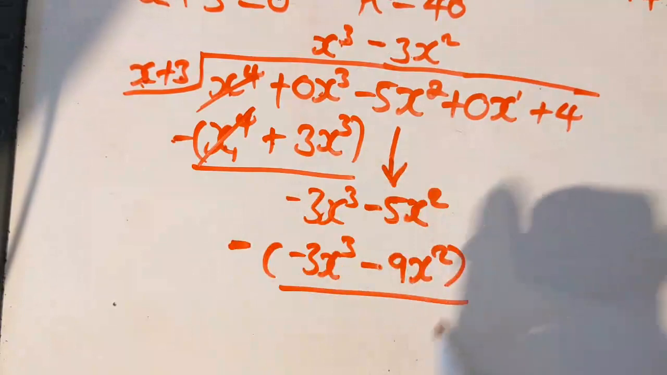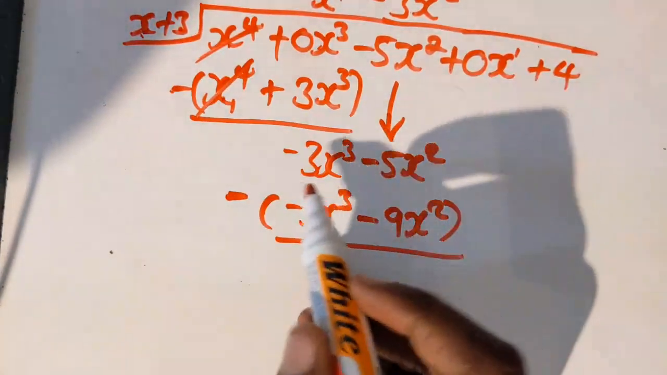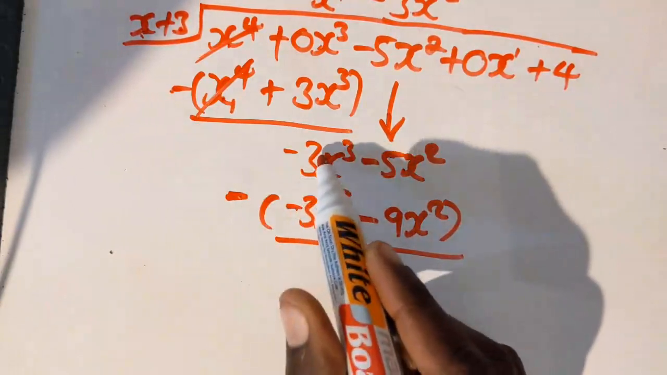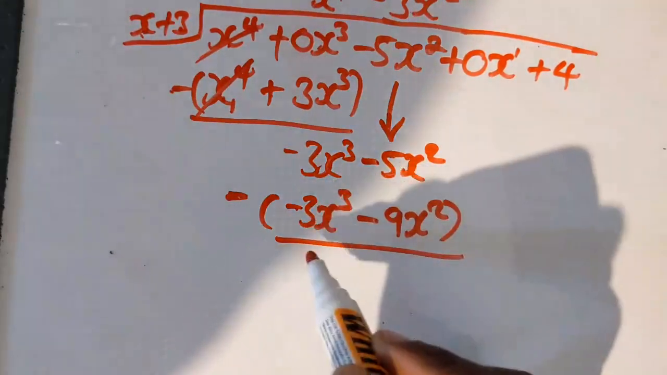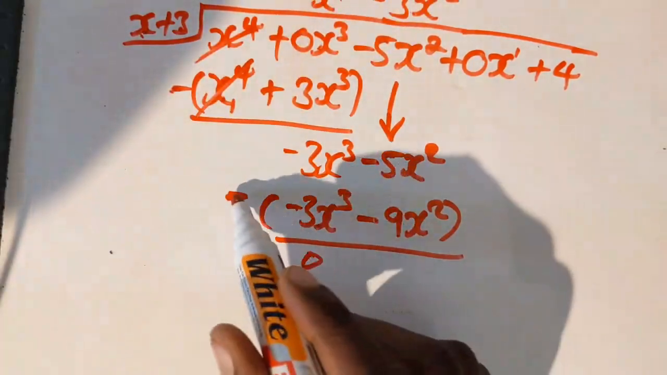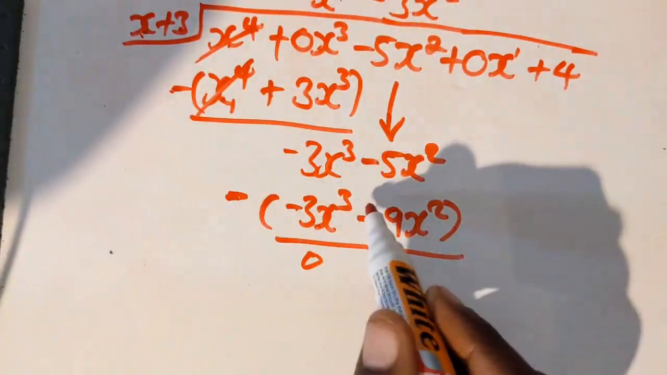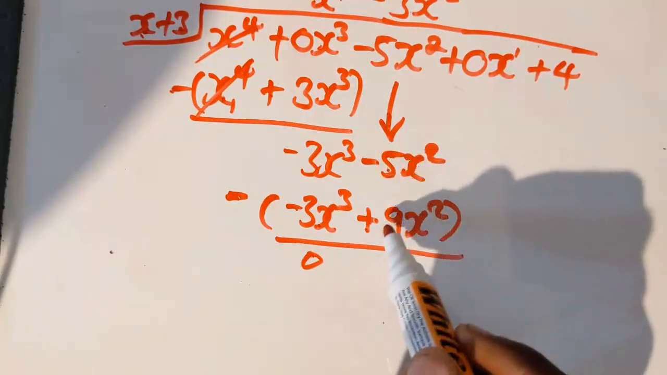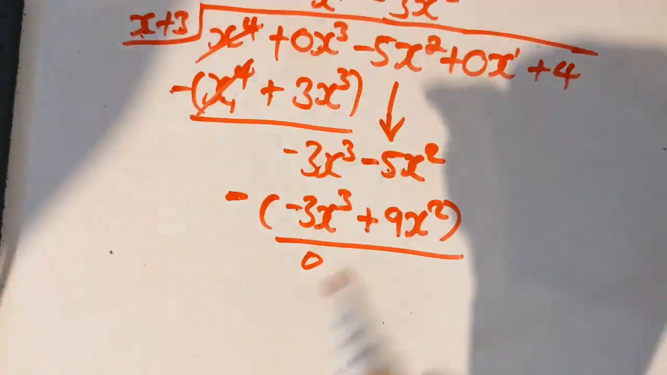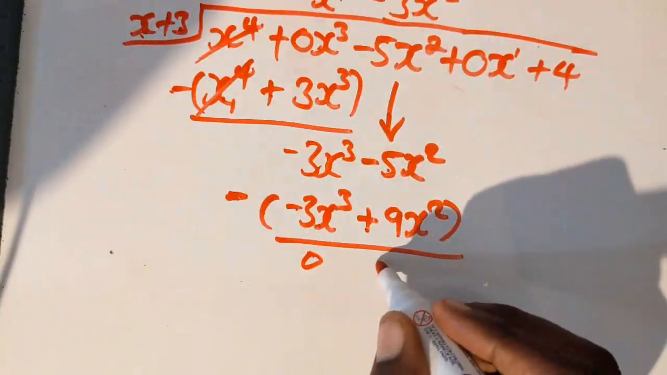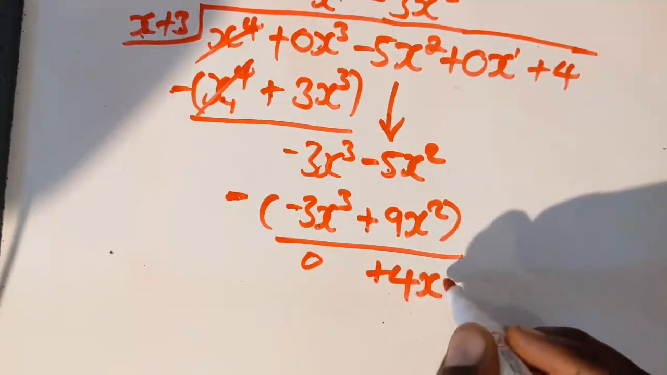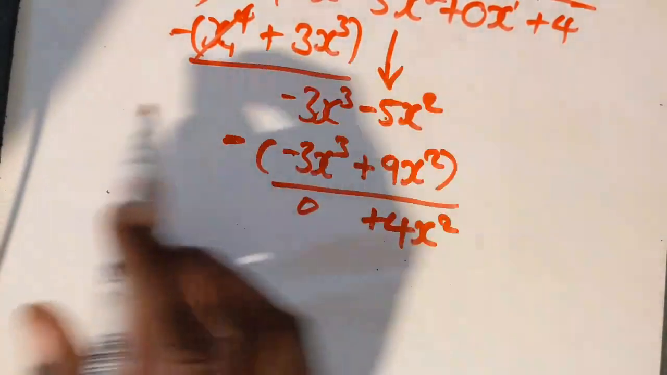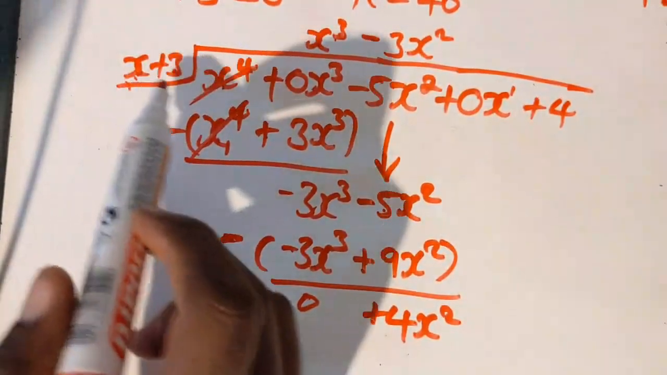Then here you're going to say negative times negative, that's positive. So 3 plus this, it is 0. Okay, it is 0. Then negative times negative, it's positive, meaning that we have positive here. Then when we say negative 5 plus 9, negative 5 plus 9 is going to give you what? Positive 4x squared.